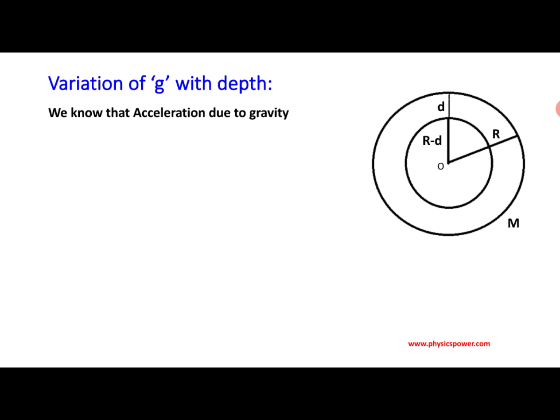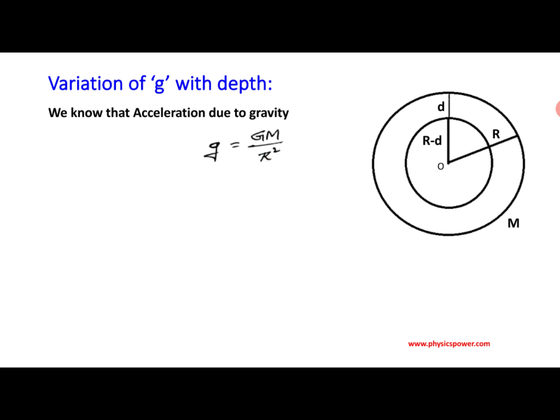For that we know acceleration due to gravity, we already derived it. So g value we know, that is g equals G M by r square. Here M is the mass of the planet, r is the radius of the planet. So g value on the surface of the planet with radius r, the average or constant value, is G M by r square. So it depends upon mass of the planet and radius of the planet.